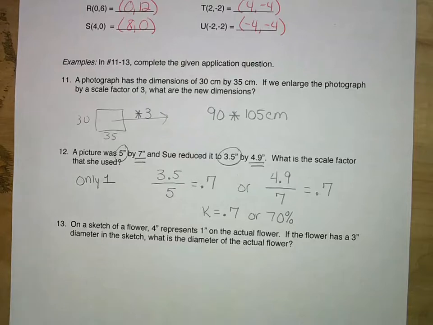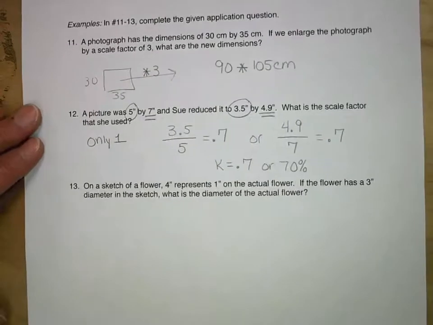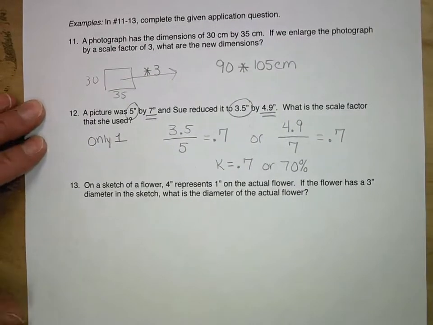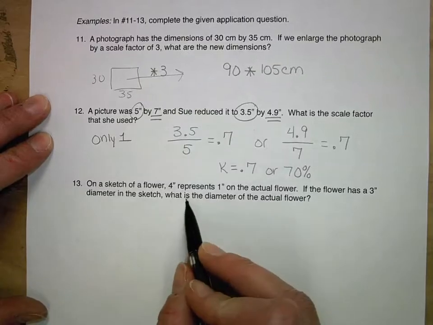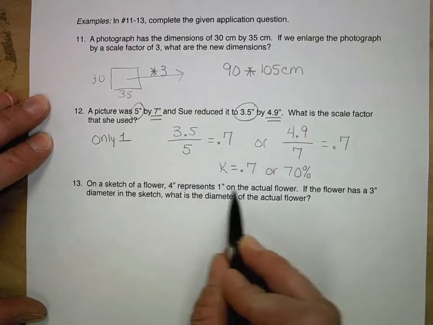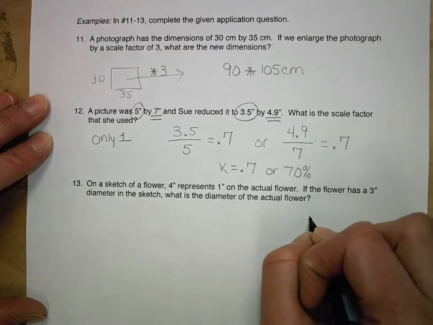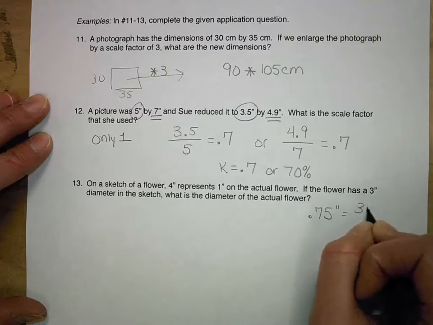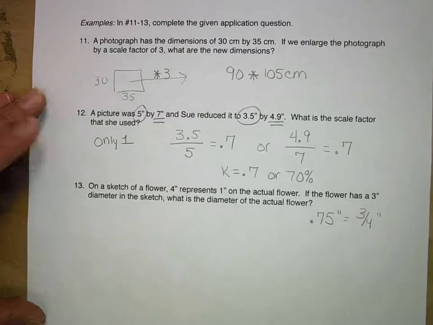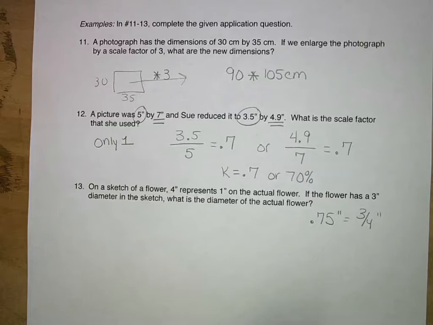So for your final question here, why don't you pause it and try number 13. All right, for your final question, it says, what's the actual diameter of the actual flower? And it'd be 0.75 inches, or some people like to say 3/4 of an inch. Now, if you got that correct, you are all done, but if you didn't, let's quickly go through it.